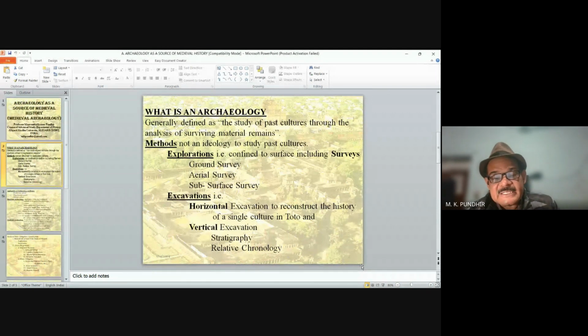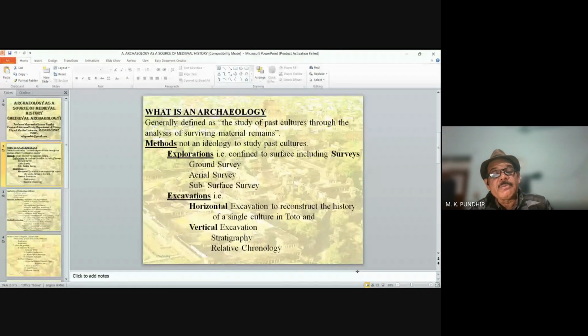We go for excavation. Sometimes it may be possible that surveys indicate we don't need any excavation, because enough information has been collected through these surveys. But ultimately, sometimes we go for excavation in demand of more information. You know very well, we have two types of excavation, horizontal and vertical.